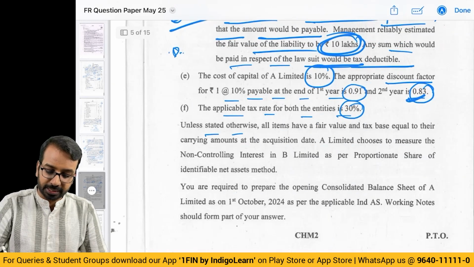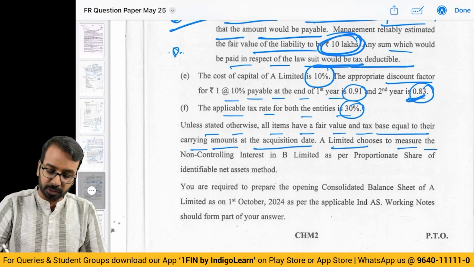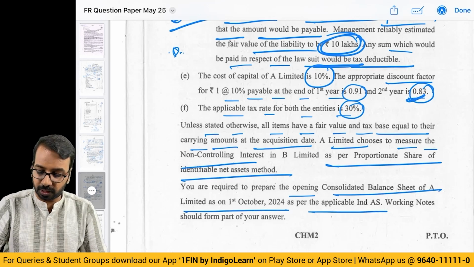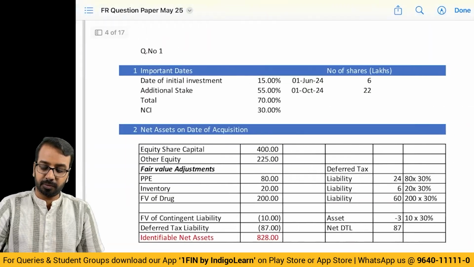Unless stated otherwise, all items have a fair value and tax base equal to their carrying amount at the acquisition date. A Limited chooses to measure the non-controlling interest as per proportionate share of identifiable net assets. Prepare the opening consolidated balance sheet as of 1st October as per Ind AS. Working notes should form part of your answer. So let us look at the solution.